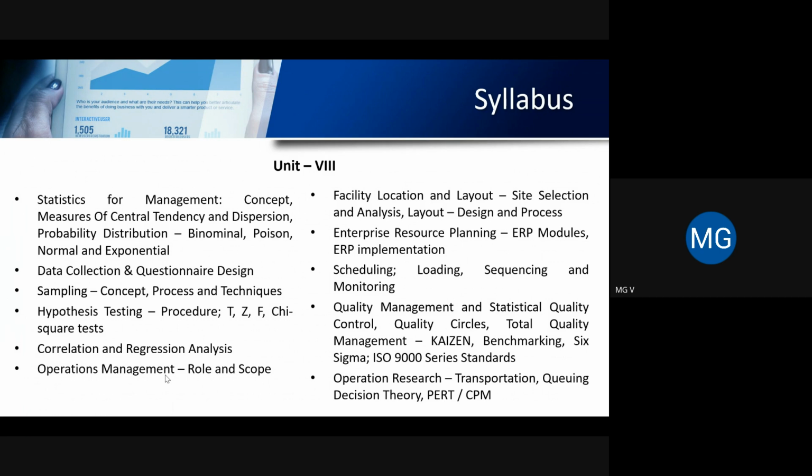So here we are focusing on statistics for management concepts, then data collection and questionnaire design, then sampling, then hypothesis testing, then correlation and regression analysis, then operations management, then facility location and layout, then ERP, then scheduling, loading, sequencing and monitoring, then quality management and statistical quality control. Here you can discuss TQM also, like you were discussing yesterday, and you can understand the difference.